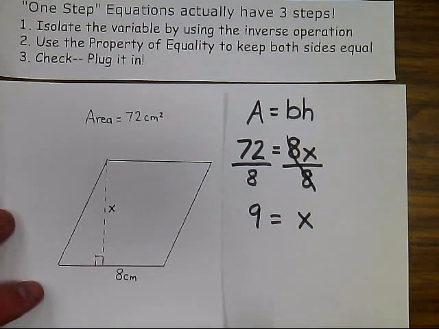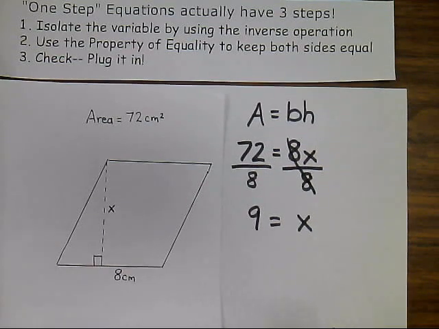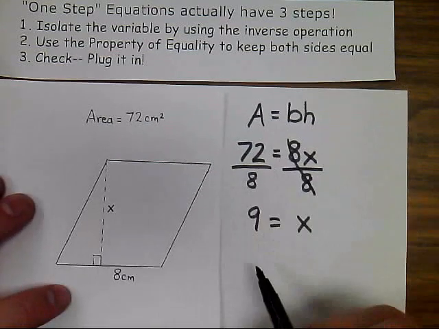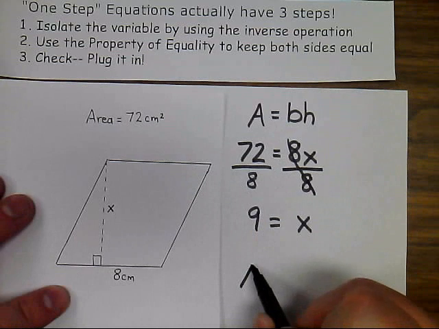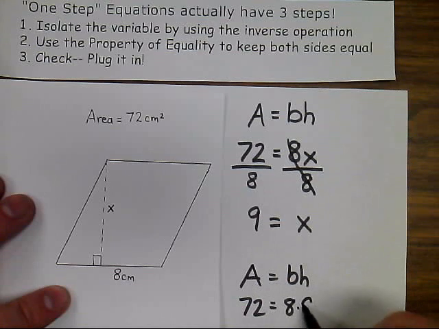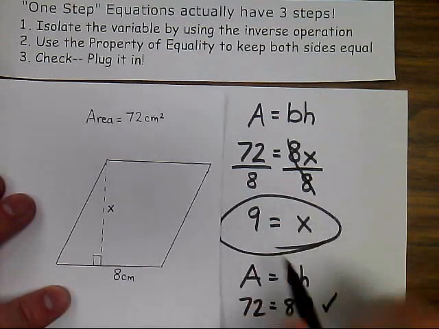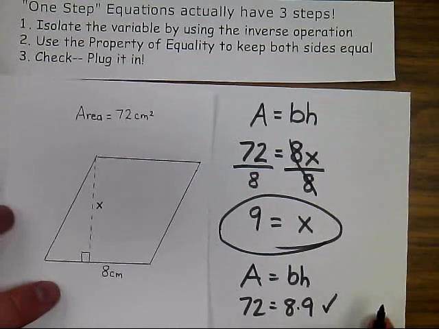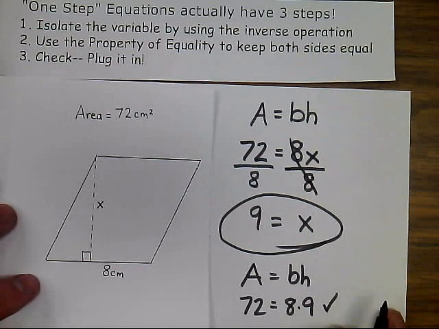Depending on your comfort, you may want to put the x on the left side of your equation. Now, if I want to double check my work, I know area equals base times height, so I'm going to write this out as area, which will be 72, equals base times height, equals 8 times 9, and I know that's true, which verifies that indeed the height of this parallelogram is equal to 9 centimeters.